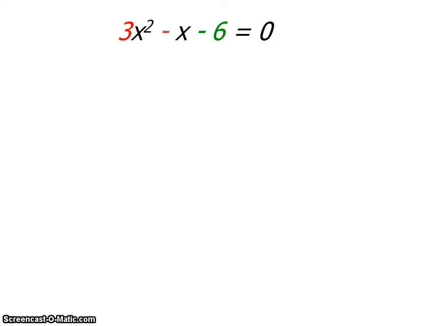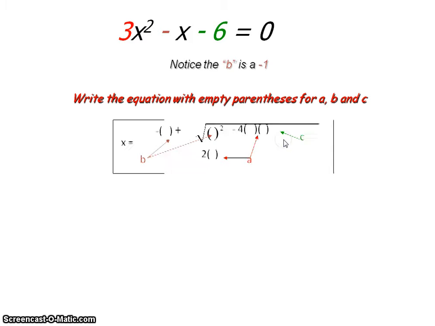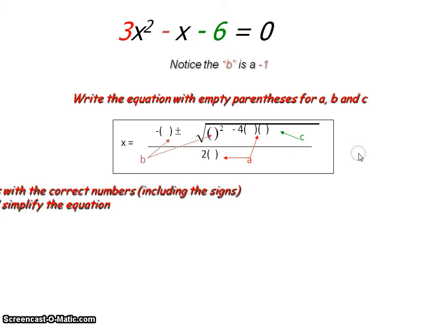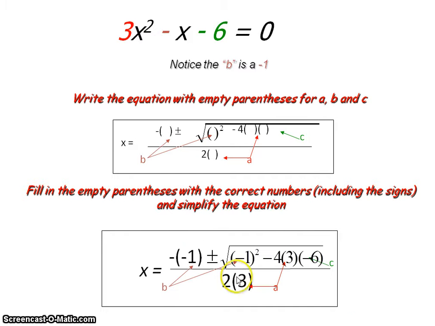Okay, so again, here's our example. And again, notice that there's an understood 1 in front of the x, so b is negative 1. We're going to write the equation with empty parentheses, and then we're going to plug in our values. So notice I put negative 1 where b was in the quadratic formula. I put 3 where a was, and I put negative 6 where c was.